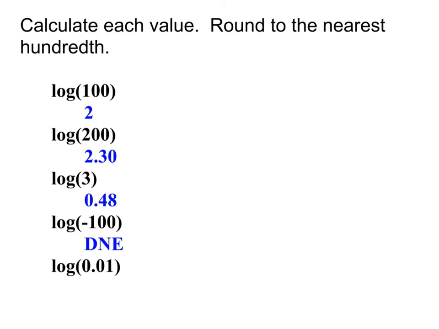All right, and then finally, if we do log of 0.01, yes, you can do that one. It actually gives you a negative answer. It gives you a negative 2 as your answer. And so notice that while we cannot have a negative inside of our logarithm, you can get a negative as your answer.